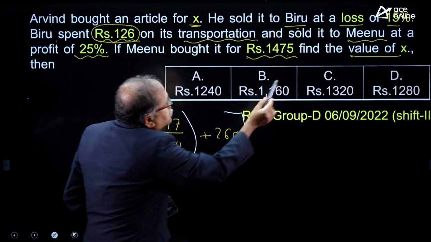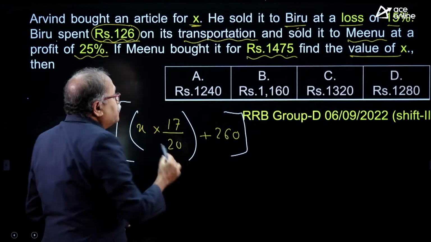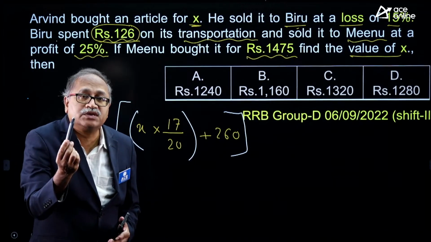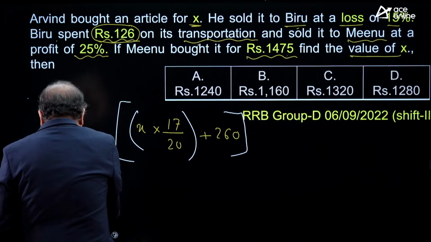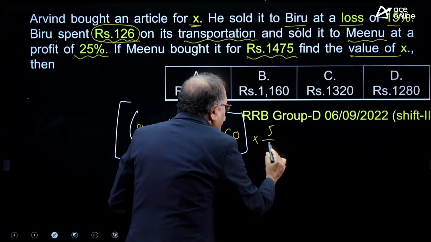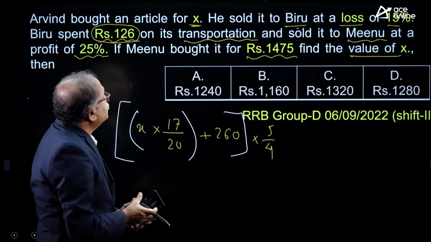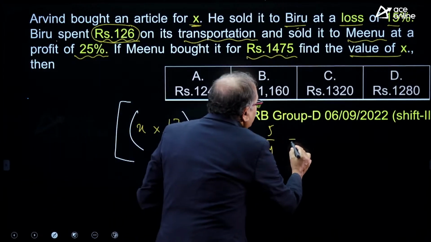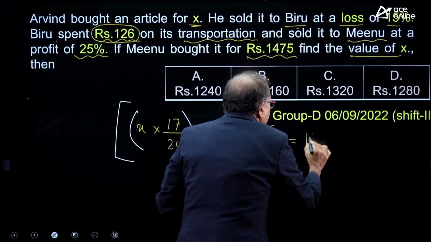And Biru sells it to Meenu at a profit of 25%. That means 125 by 100, which is 5 by 4. So here it comes into 5 by 4. And this is the cost price of Meenu, which is equal to 1475.